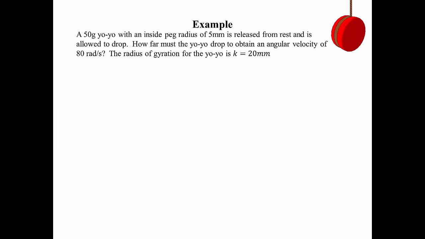Here's an example associated with conservation of energy. Let's say that we've got a 50-gram yo-yo with an inside peg radius of 5 millimeters, and it's released from rest and is allowed to drop. How far must the yo-yo drop to obtain an angular velocity of 80 radians per second? Let's assume that the radius of gyration for the yo-yo is k equals 20 millimeters.